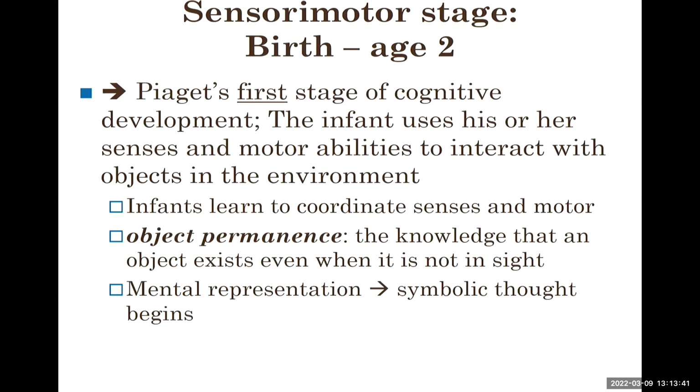They use their senses and motor development to interact with their environment and learn about it. One of the first things that infants have to gain is object permanence. This is knowing that something exists when it's not in sight. The way they test this, the babies, they have a ball or something, or a blanket.